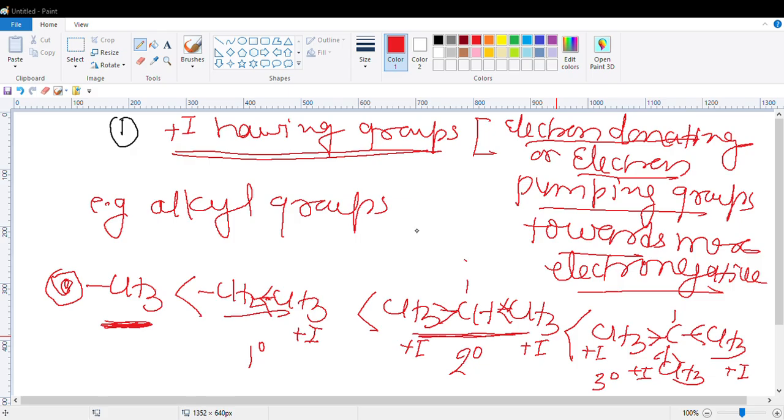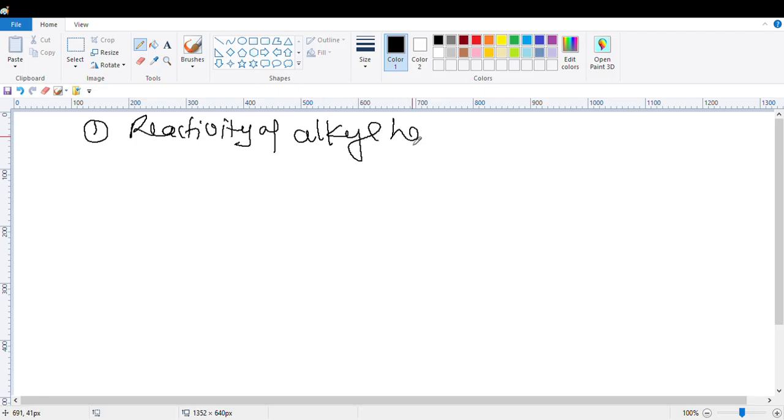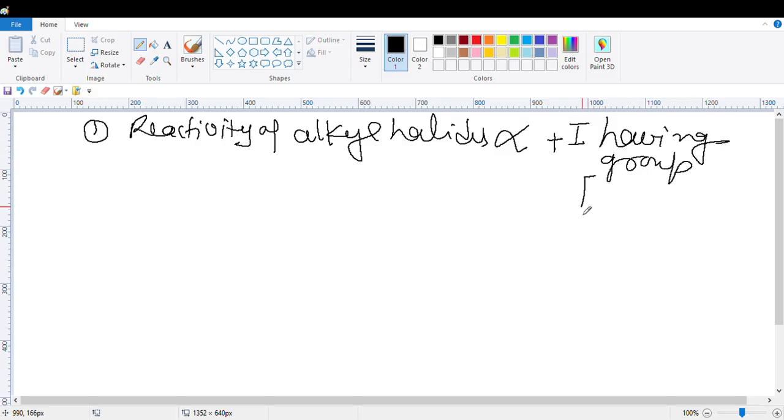Now we will come to the applications of this plus I effect. Number one, reactivity of alkyl halides is directly proportional to the number of plus I having groups, or plus I effect, isn't it? So greater the number of alkyl groups, greater will be the plus I effect.